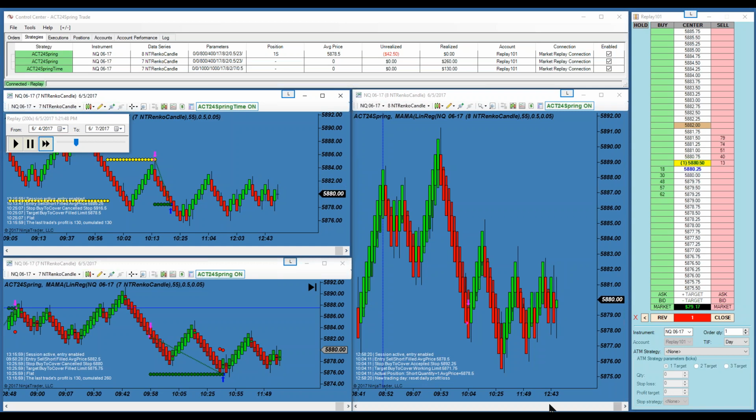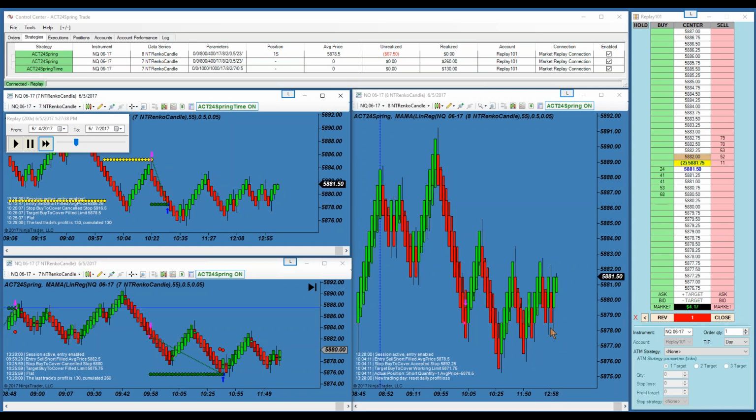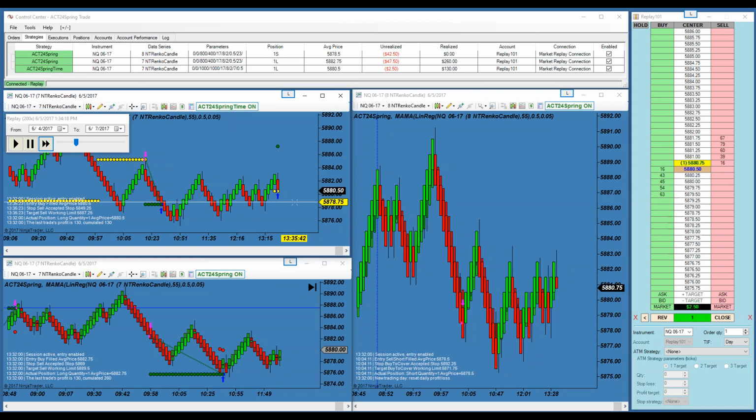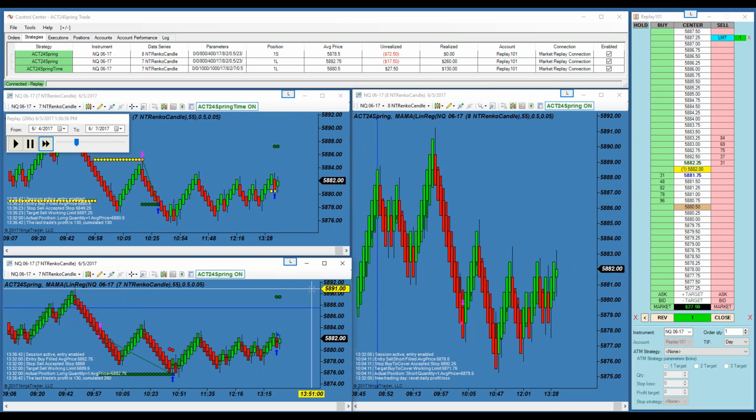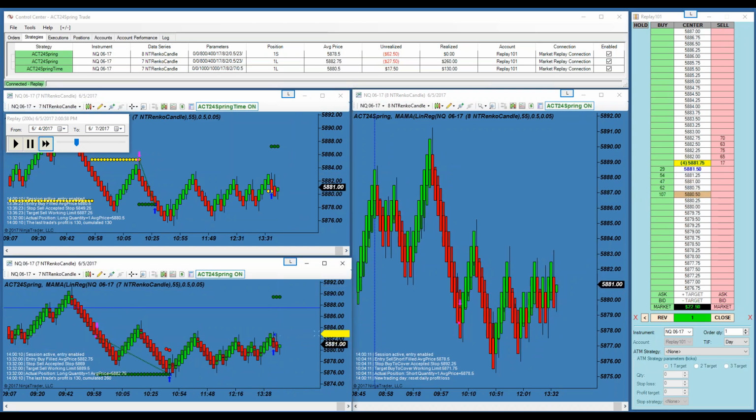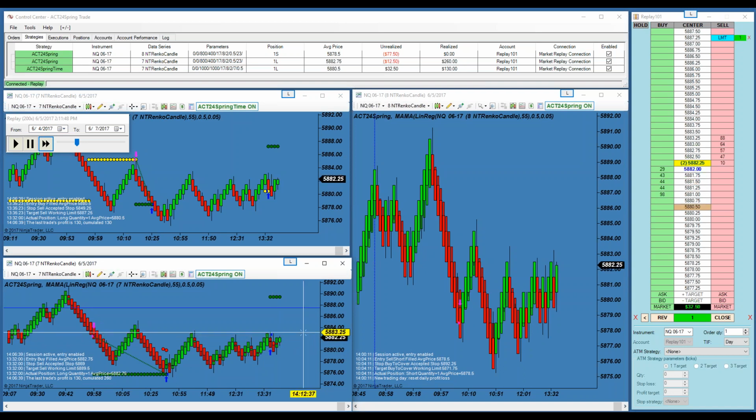Okay, so it's about 1 o'clock here, p.m. Central Time. Order pending. And we're in again. This time, it's saying long. It wants to go long. Also, our other 7 chart got in. Now, they're all in at different areas.